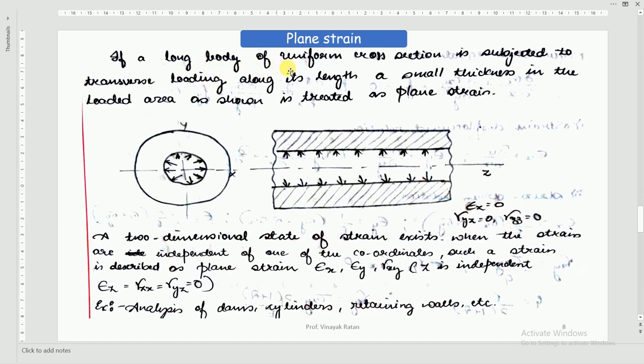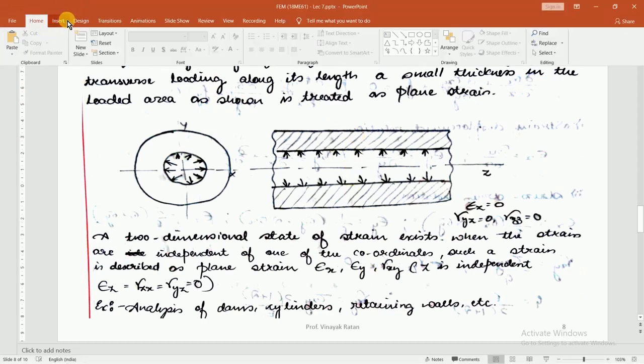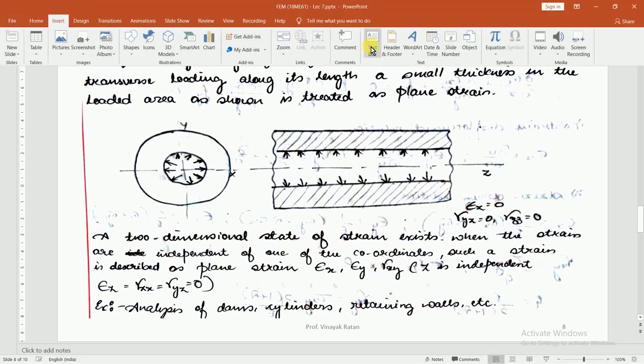If a long body of uniform cross section is subjected to loading, there it was a thin body. Here it will be a long body of uniform cross section subjected to transverse loading as shown in the figure, with loading along its length and a small thickness in the loaded area as shown. So it's not shown here. A small thickness here. Let me just indicate that here.